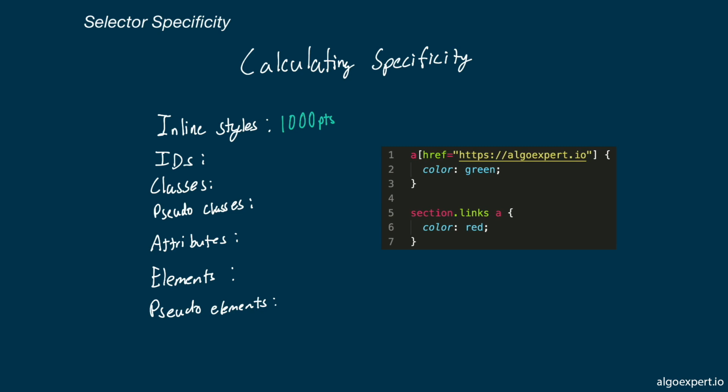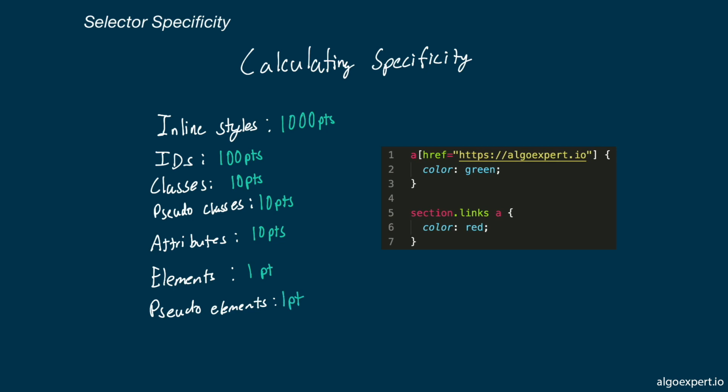Next, we have the ID selector, which we give a weight of 100 points. And then we have classes, which we give a weight of 10 points, along with pseudo classes and attributes, which also both get a weight of 10 points. Finally, elements, so the actual element selector, or the name of the tag, gets a single point, as well as pseudo elements, which also get just a single point.